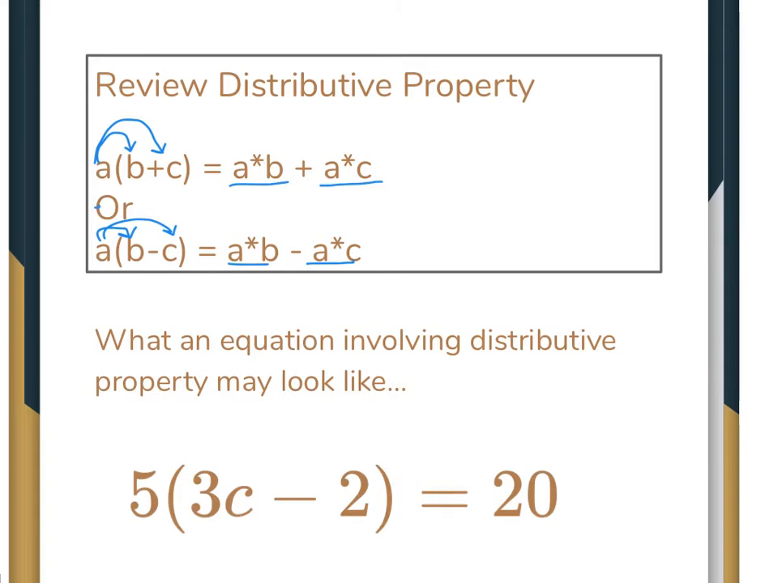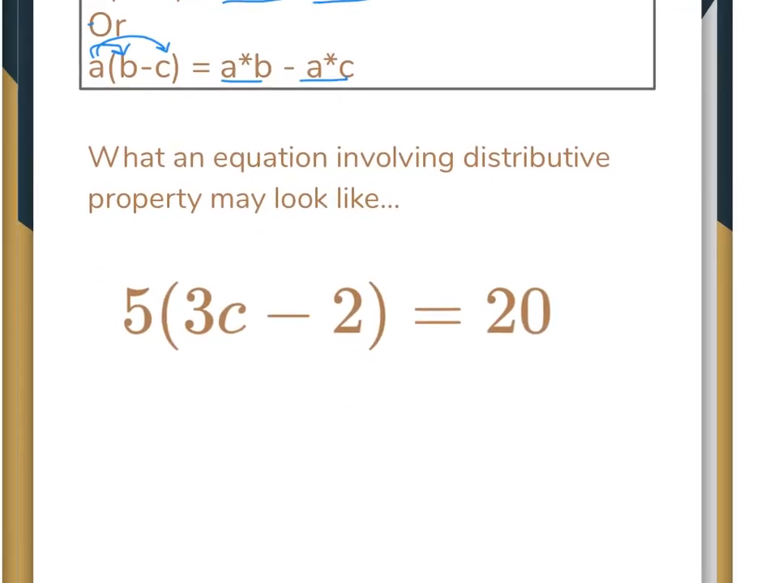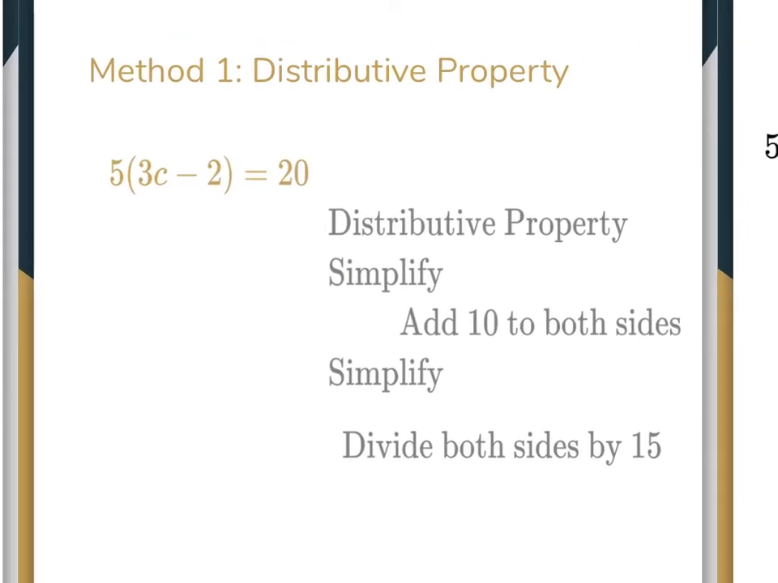Okay, so this is what an equation would look like when it has the distributive property. You can see right here, there's a term right against a set of parentheses. When you have that in your equation, this now is what needs to be taken care of first. All right, so let's take a look at our examples. There's at least two different ways that you can solve an equation with the distributive property.